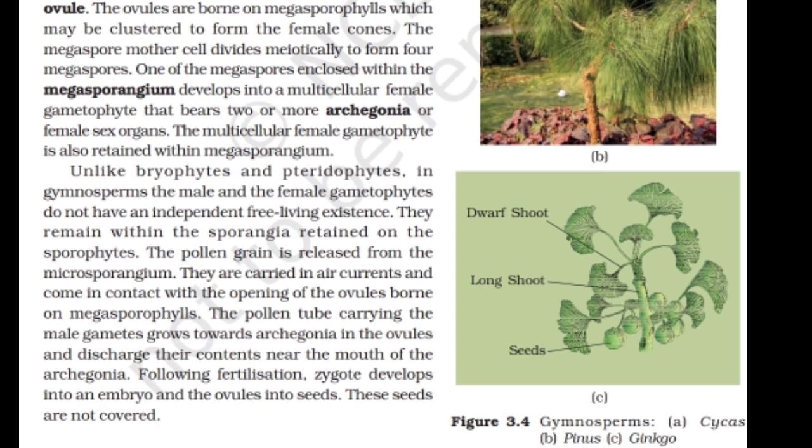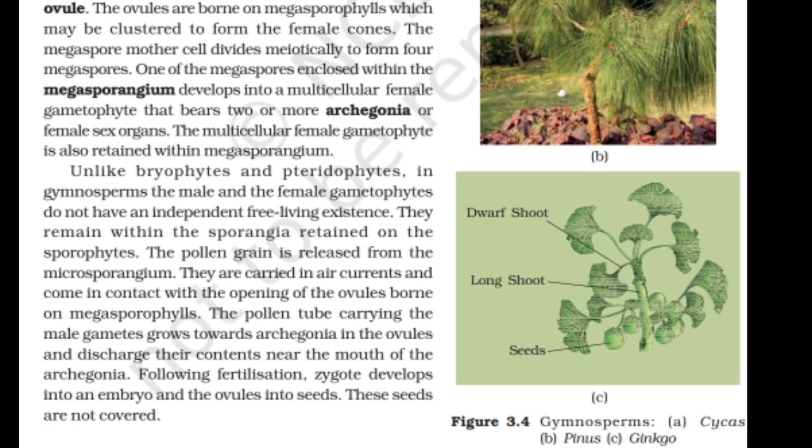The megaspore mother cell divides meiotically to form four megaspores. One of the megaspores enclosed within the megasporangium develops into a multicellular female gametophyte that bears two or more archegonia or female sex organs. The multicellular female gametophyte is also retained within the megasporangium.